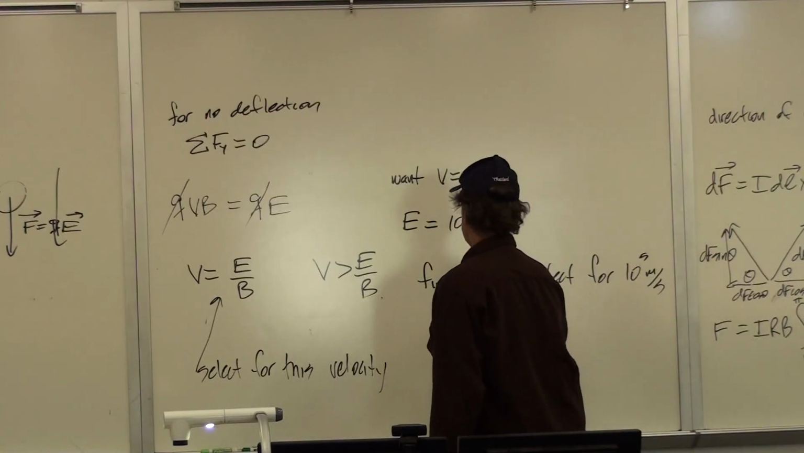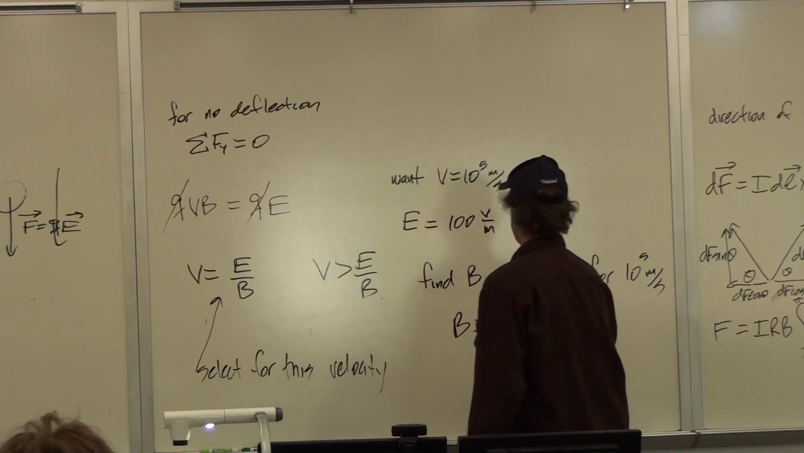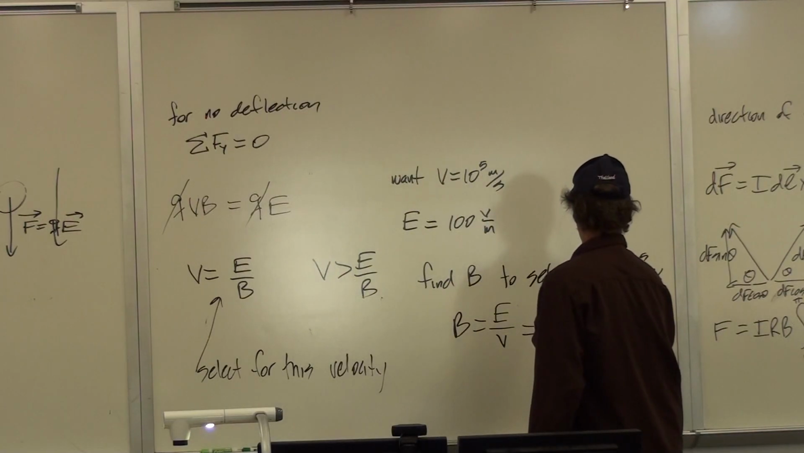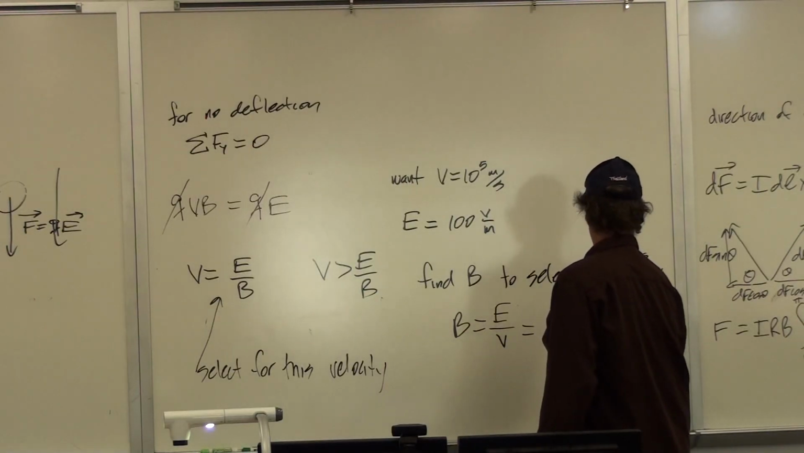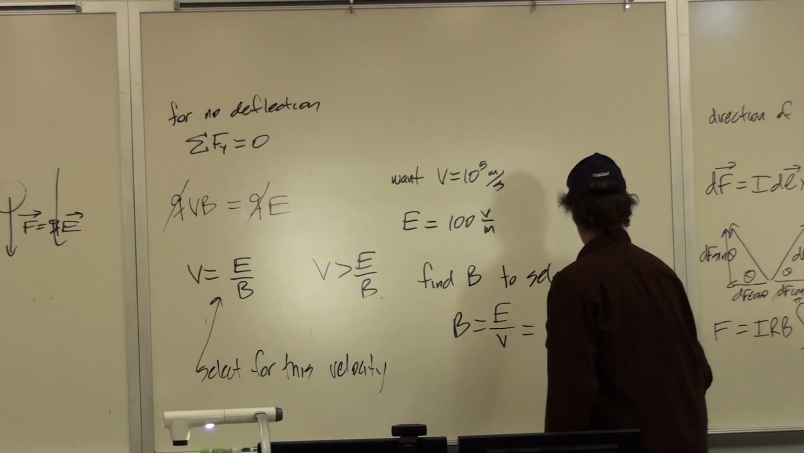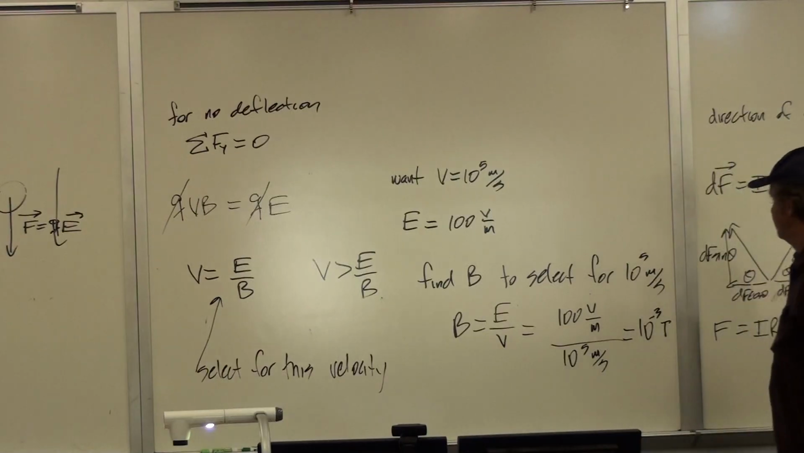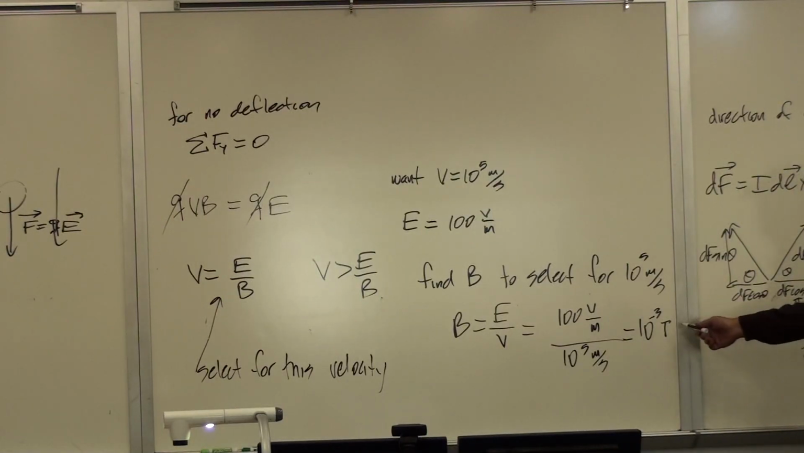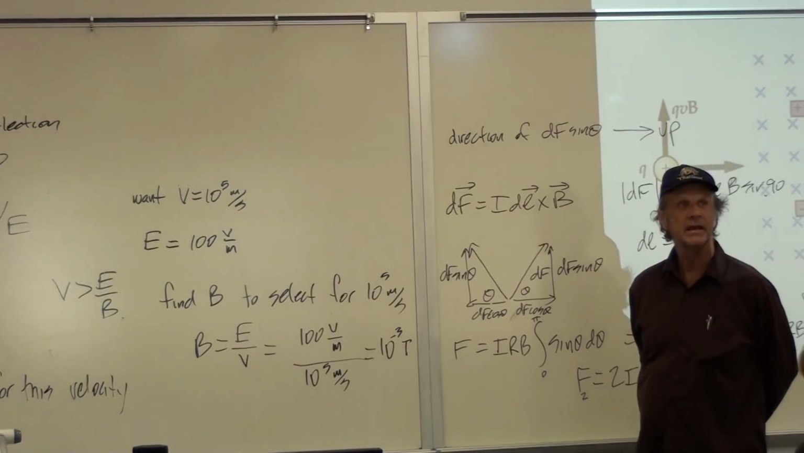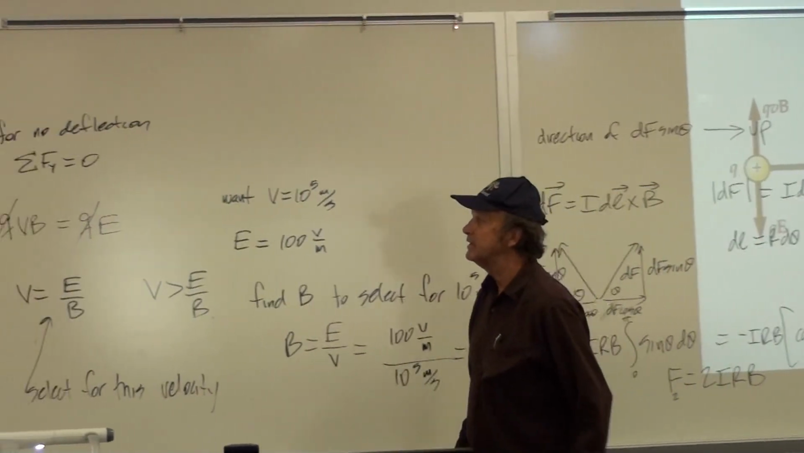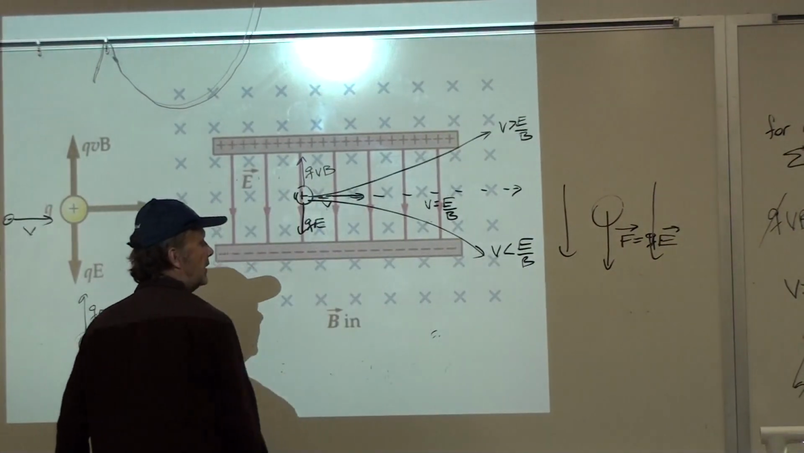Well, then you just say that that magnetic field is equal to E over B. So that would be 100 volts per meter divided by 10 to the 5 meters per second. And so that would be 10 to the minus 3 Tesla. Okay, and so this would still be maybe 10 to 100 times greater than the Earth's magnetic field. So the Earth's magnetic field probably wouldn't have much of an effect on this thing.